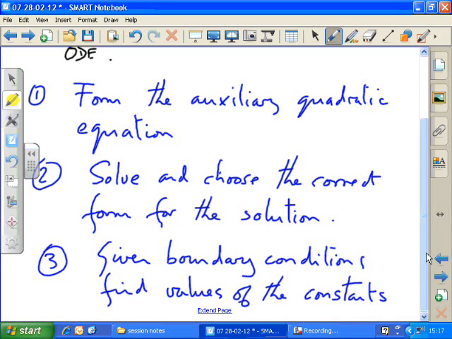Come to that in a minute. 2, solve this auxiliary quadratic equation and then choose the correct form for the solution. And there are 3 forms that we're going to need to consider. So we'll look at an example of each. And then 3, given boundary conditions, initial conditions, find the values of the constants. Okay, let's have a look and see what that means.